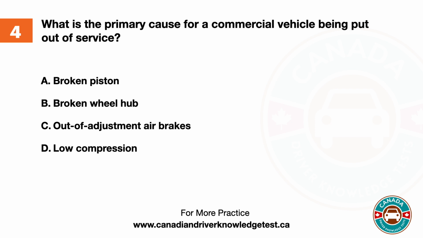Question 4. What is the primary cause for a commercial vehicle being put out of service? A. Broken piston. B. Broken wheel hub. C. Out of adjustment air brakes. D. Low compression. The answer is C. Out of adjustment air brakes.